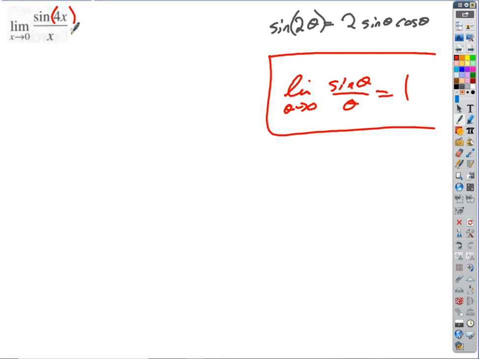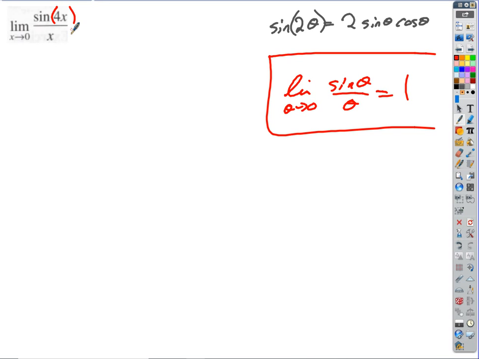What do I need to get on the bottom in order to have this look? If the theta is 4x, I need a 4x on the bottom, don't I? So how could I introduce a 4x to the bottom? Multiply by 4. Top and bottom, right? I got to multiply it by 1. I'm multiplying by the multiplicative identity, which is 1. So I'm not changing anything. I'm not changing the identity of the expression. It's still equal to that because I'm multiplying by 1. But I'm going to conveniently attach that 4x to the bottom.